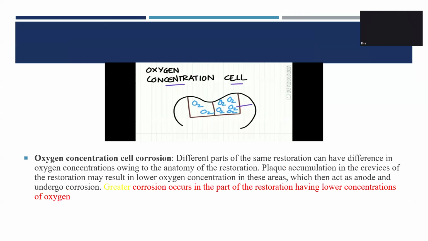Coming to oxygen concentration cell corrosion, different parts of the same restoration can have differences in oxygen concentration owing to the anatomy of the restoration. Plaque accumulation in the crevices of the restoration may result in lower oxygen concentration in these areas, which act as the anode and undergo corrosion. Greater corrosion occurs in the part of the restoration having lower concentrations of oxygen.